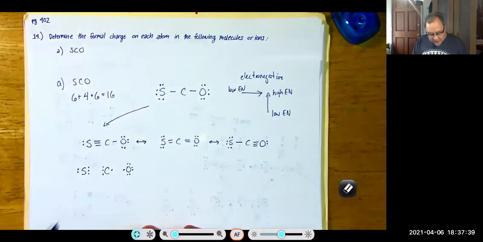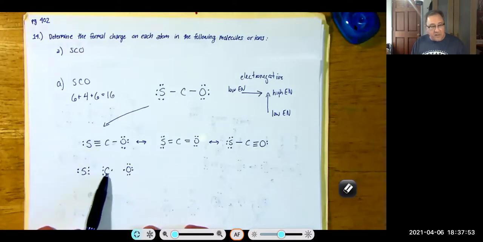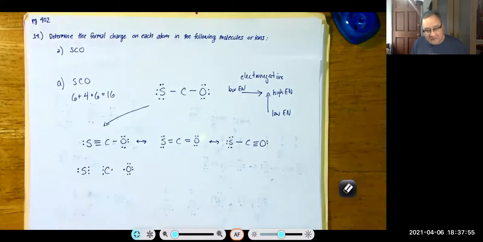So you see these 3 bonds? Those 3 bonds are 6 electrons. What do I do with those 6? I give 3 to sulfur and 3 to carbon. Split them down the middle. Fair, right?